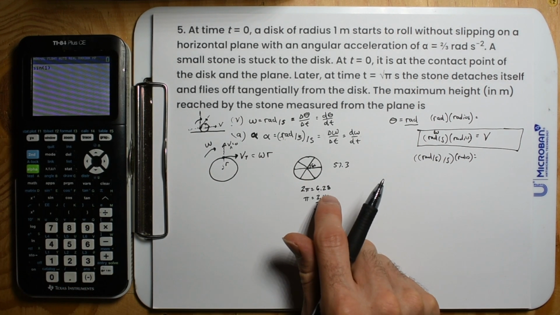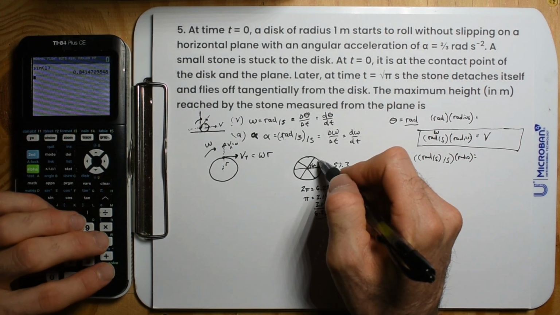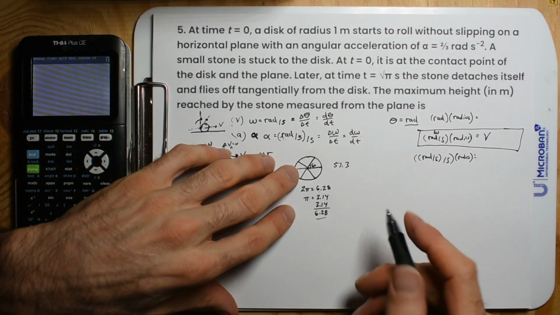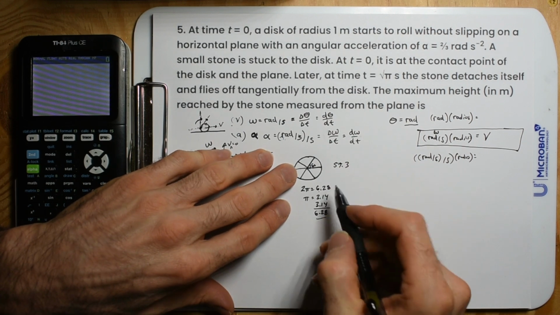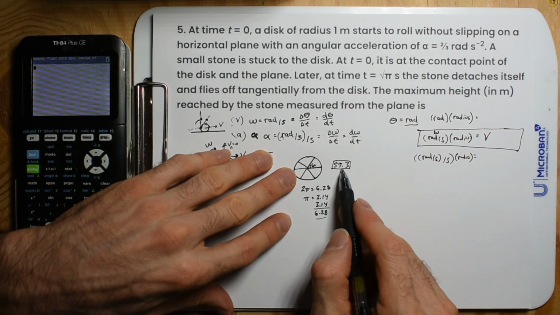Oh, damn it. I don't even know what I'm talking about. So anyway, we'll have to get back to that one. People don't know radians. So anyway, it's 57.3.